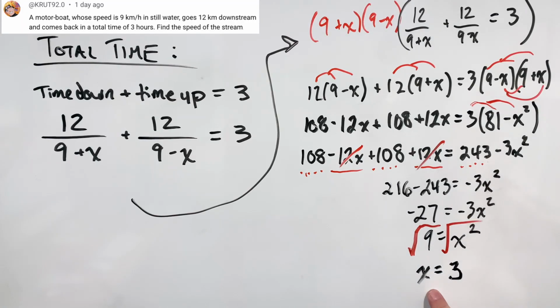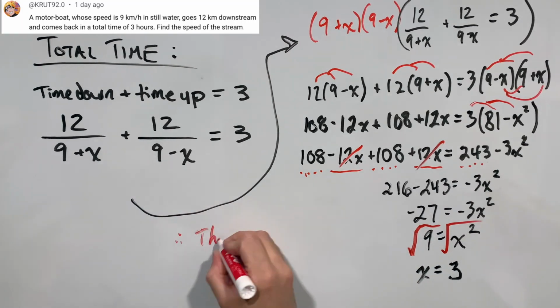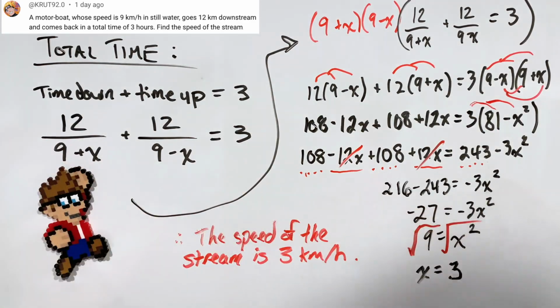So taking the square root of 9 will result in 3, and therefore we can say that the speed of the stream is going to be 3 kilometers per hour.